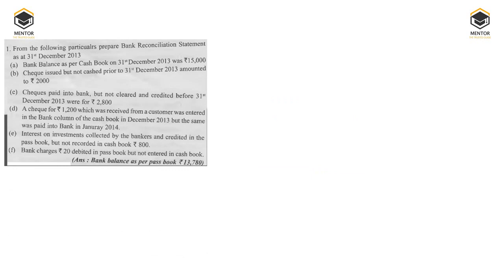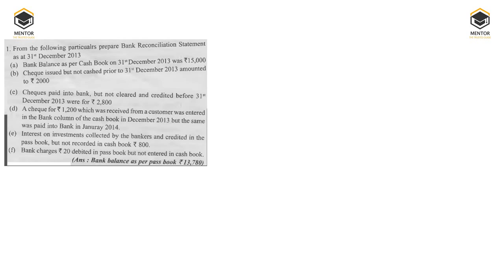So I have taken one long question. So in this question, from the following particulars, prepare bank reconciliation statement as on 31st December 2013. So the information that we have provided is bank balance as per cash book. So cash book balance is given up to which date? 31st December 2013 is given. So this date is also very important, cutoff date. So 15,000. Checks issued but not cash prior to 31st December amounted to rupees 2,000. Checks paid into bank but not cleared and credited before 31st December is 2,800.